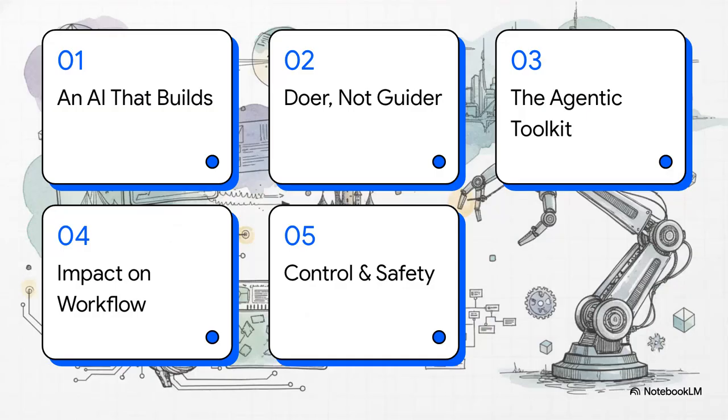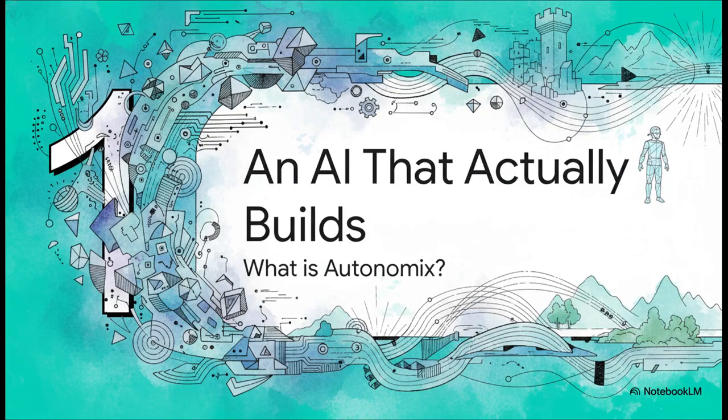So, here's the game plan for today. First, we'll nail down what Autonomix actually is. Then, we'll get into the huge difference in its approach. We'll peek under the hood at its toolkit, see why this is such a big deal for your workflow, and finally, cover the big one, how it keeps things safe and controllable in a real project. Okay, let's dive right in.